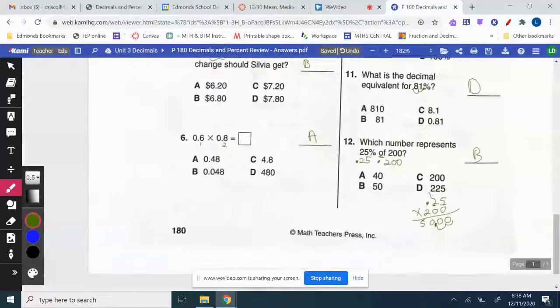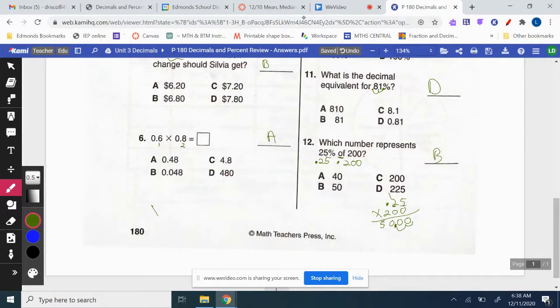You will also be responsible for taxes and sales. Taxes we add, sales discounts we subtract. And so it's just going to be like number 12, and then we're going to add it to the number or subtract it.